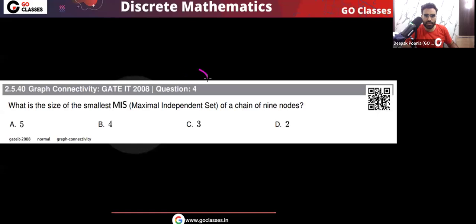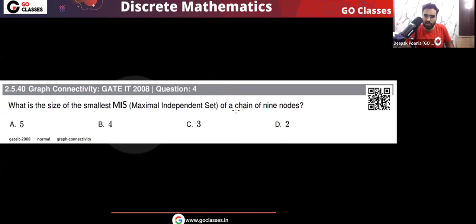Let's solve the GATE IT 2008 question. What is the size of the smallest MIS? MIS means maximal independent set. So, what is the size of the smallest maximal independent set of a chain of 9 nodes? This is a simple question.